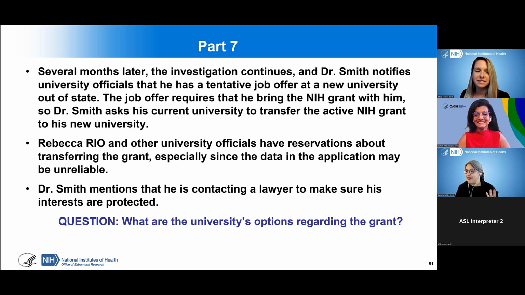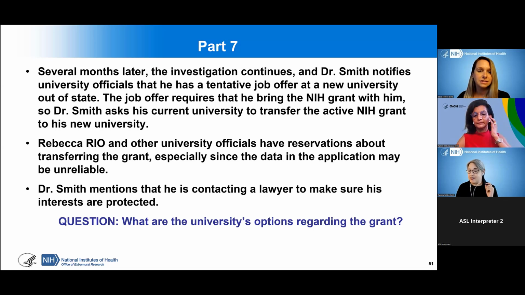So basically there's a couple of options. The university can decide to relinquish the grant. When they relinquish the grant, they're kind of giving it up, which gives the new institution the opportunity to come in and take the grant. So basically that's allowing the grant to transfer to Dr. Smith's new institution. So that's one option.